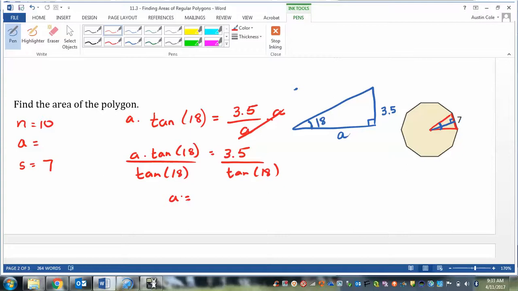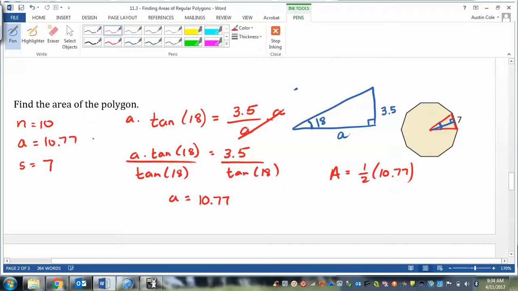Isaac, what do we get there? 10.77. We agree with Isaac? Yes, no? Okay. And now lastly, my area of this decagon is 1/2 my apothem, which is 10.77, times the number of sides, which is 10, times my side length, which is 7.